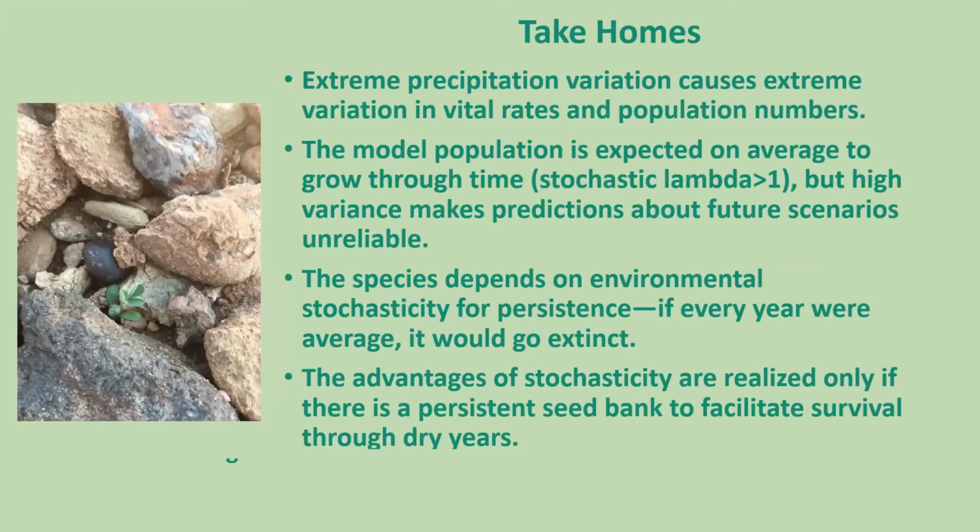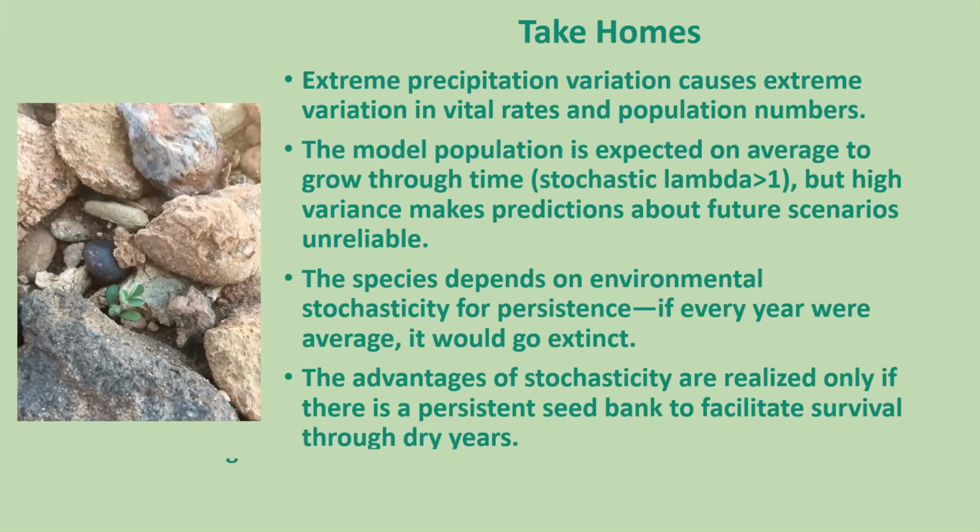So what are the take homes? I'm going to just kind of read these so I don't leave anything out. Extreme precipitation variation causes extreme variation in vital rates and population numbers. This is a highly, highly stochastic environment, and it causes the vital rates to vary over extremely wide ranges. Some years the vital rates can be 0, none. Some years they can be very high. So that's the first thing. It's a highly stochastic environment, and we have that in the demographic data, and it's supported by the model.